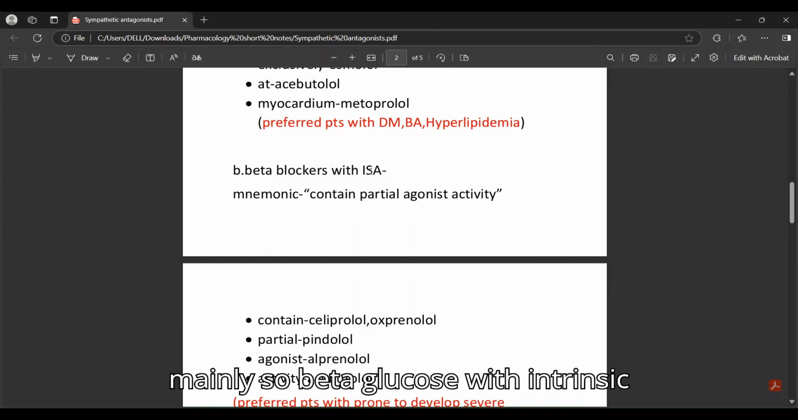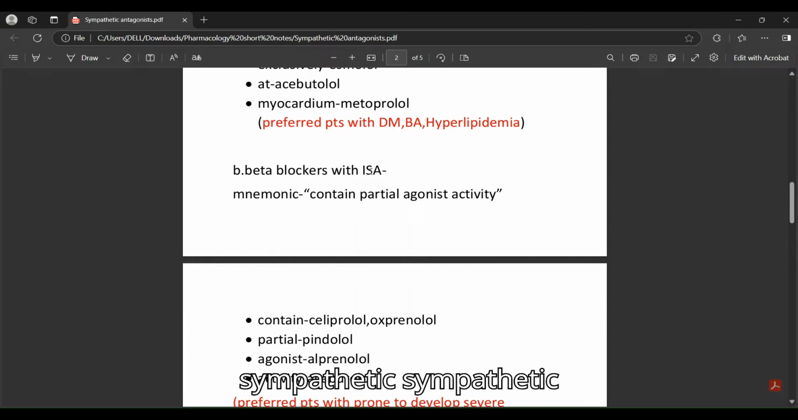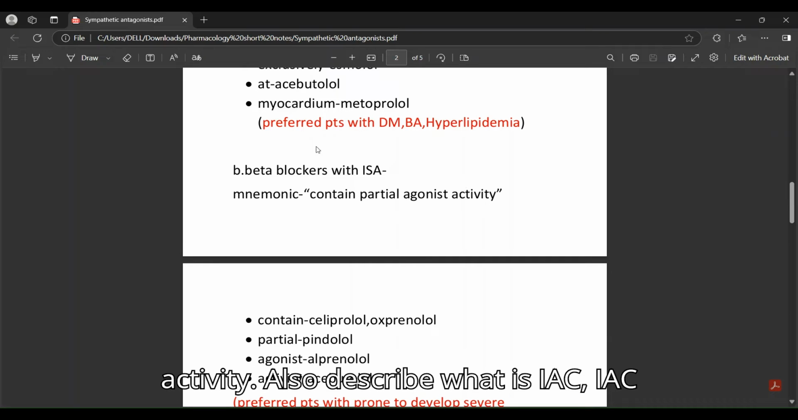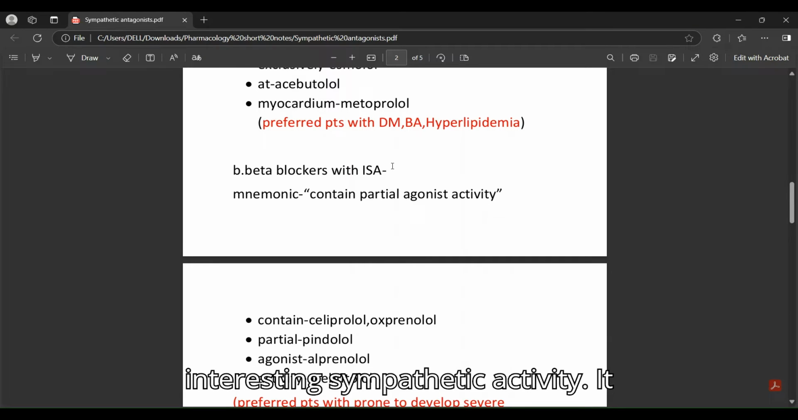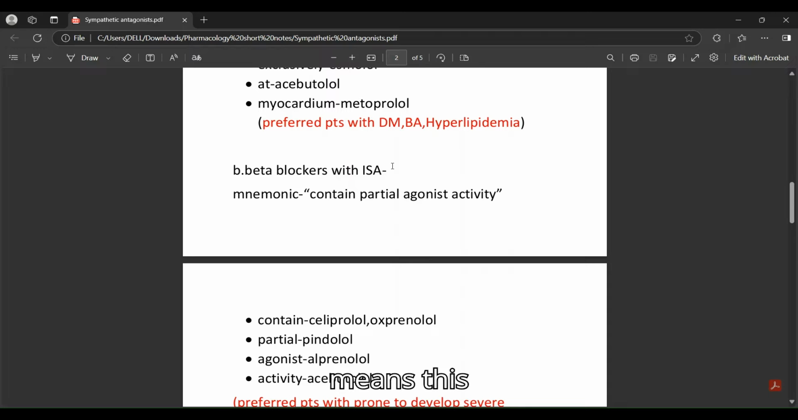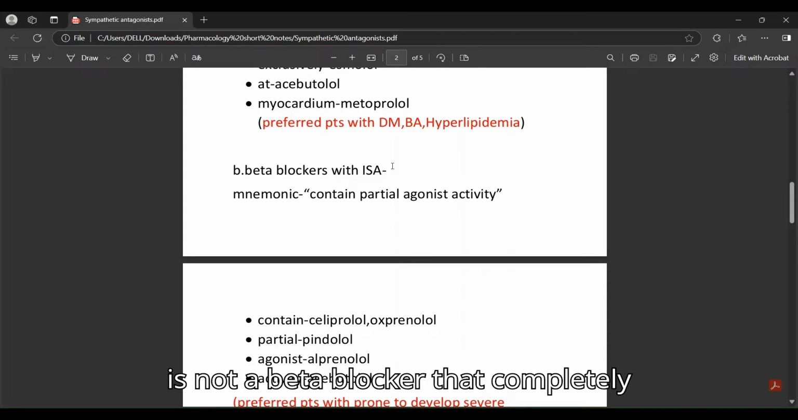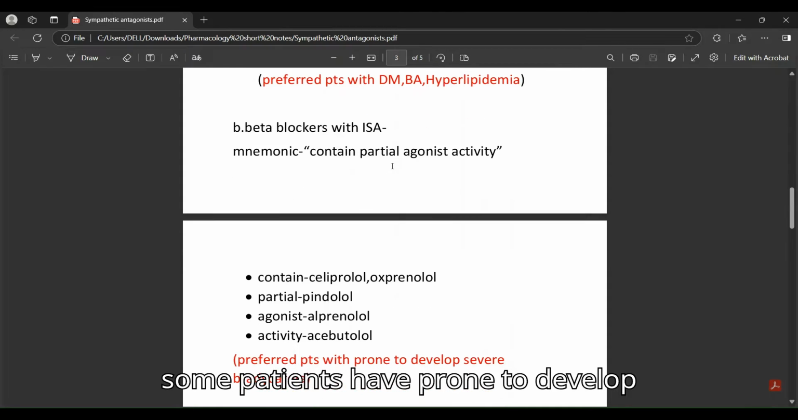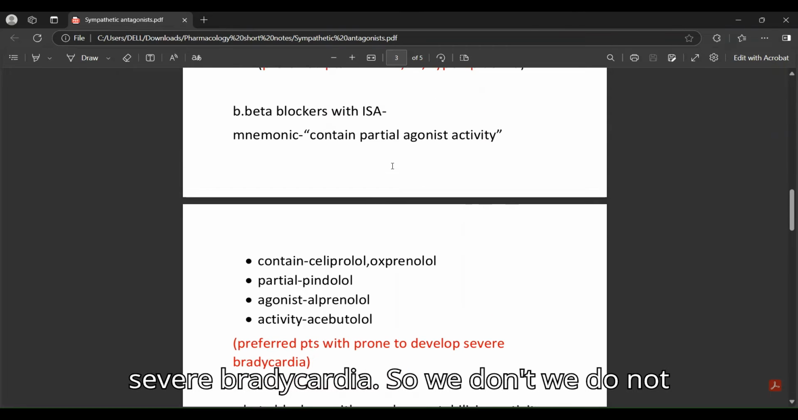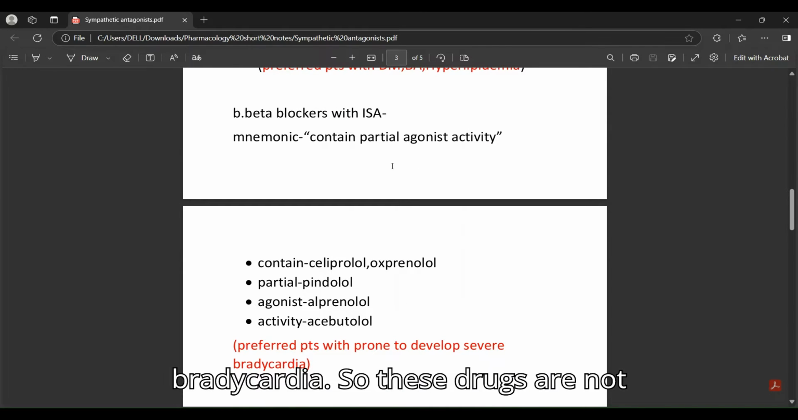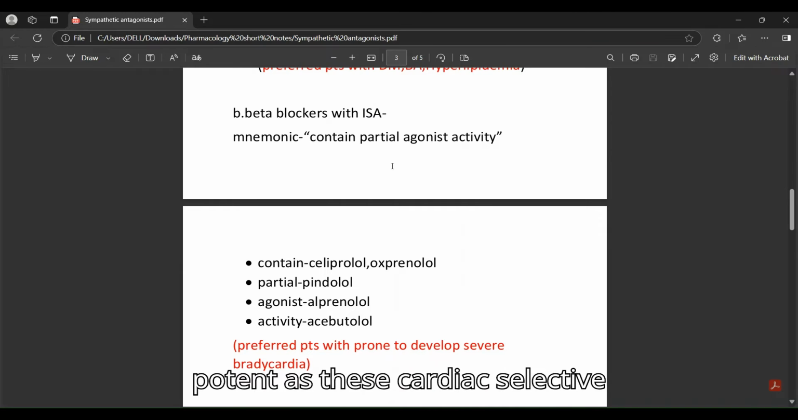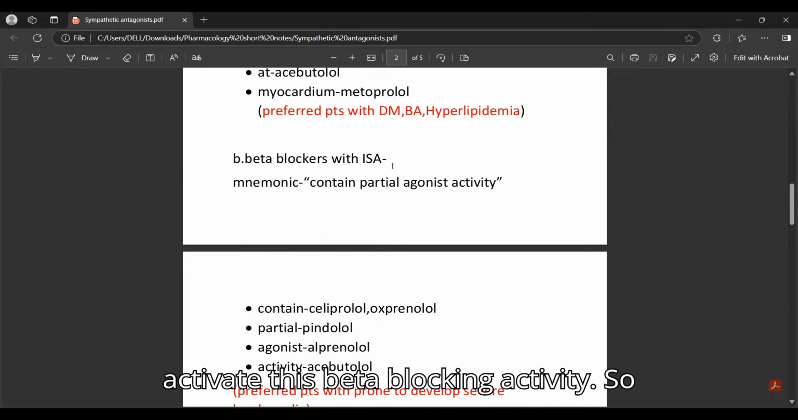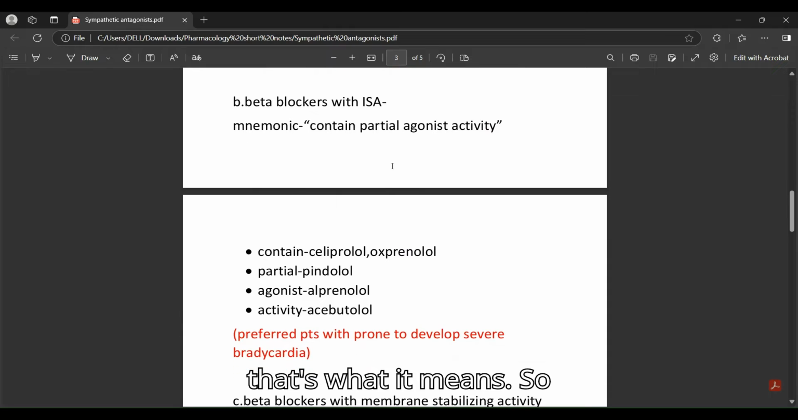Next, beta blockers with intrinsic sympathetic activity. The mnemonic contains partial agonist activity, and it also describes what ISA is. ISA means intrinsic sympathomimetic activity. It means this is not a beta blocker that completely blocks the sympathetic activity, because some patients are prone to develop severe bradycardia, and we do not want those patients to develop severe bradycardia. So these drugs are not as potent as the cardioselective beta blockers. They partially activate the beta receptor. So that's what it means.